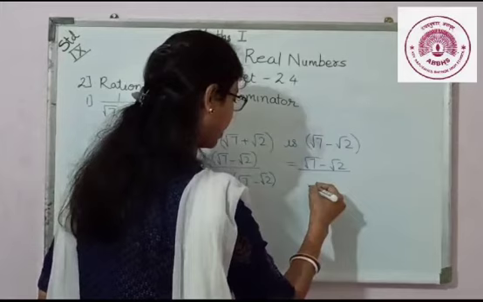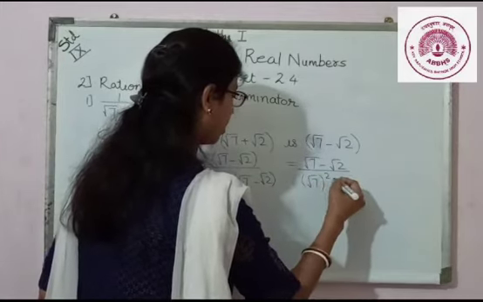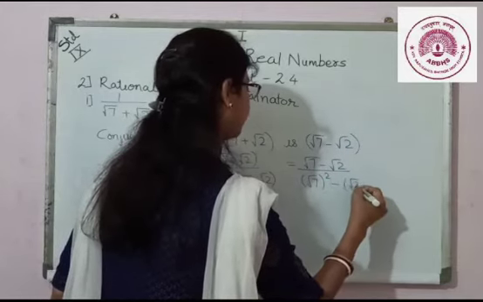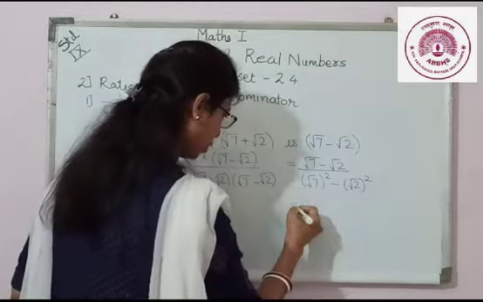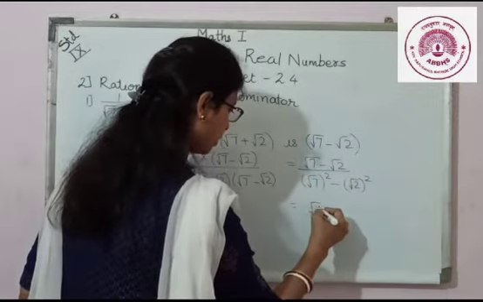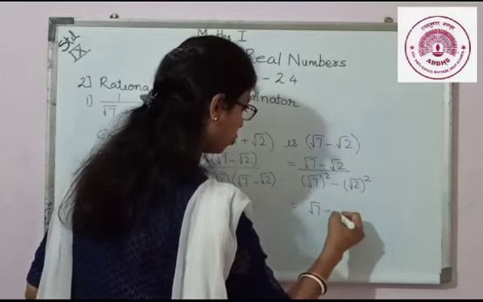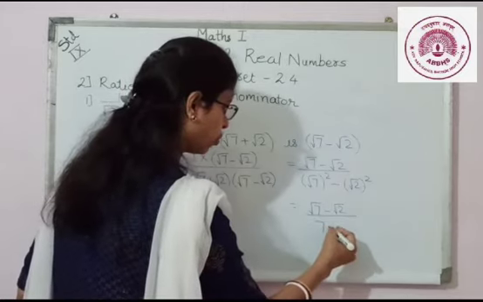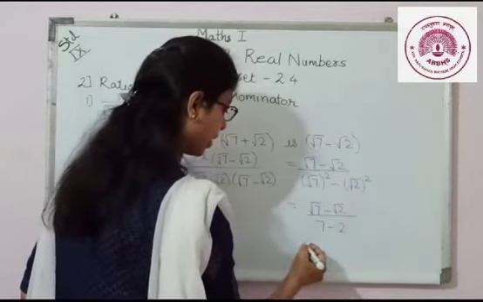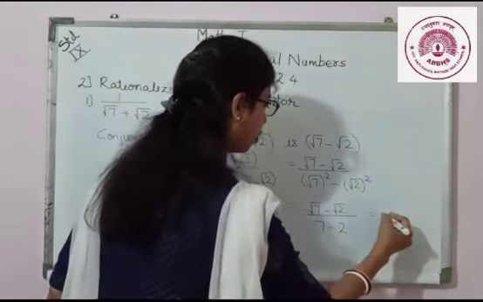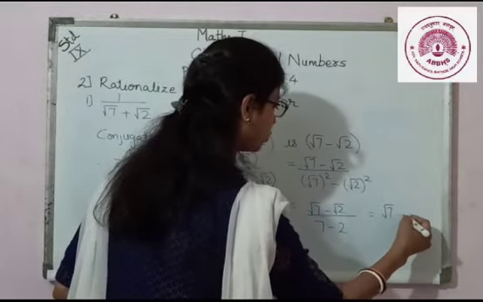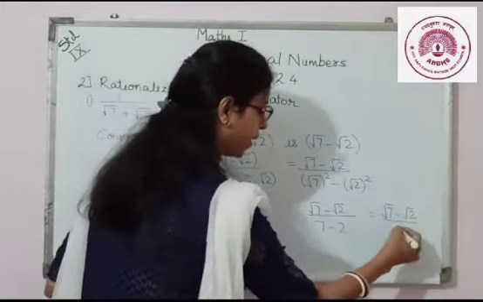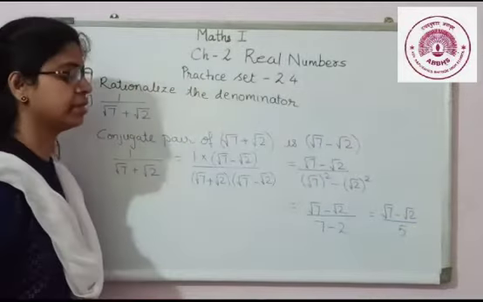So we can write this as root 7 square minus root 2 square. So this is equal to numerator as it is, root 7 minus root 2 upon root 7 square is 7, root 2 square is 2. So 7 minus 2, which is equal to root 7 minus root 2 upon 7 minus 2 is 5. So the denominator is rationalized.